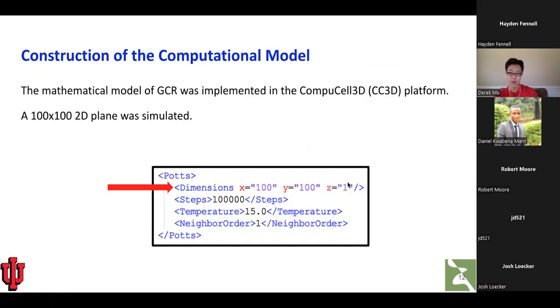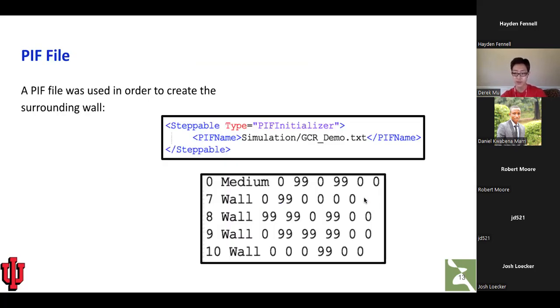The model was implemented in CompuCell3D, and using the simulation wizard, we decided to set up a 100 by 100 2D plane as the boundaries for the germinal center. A PIF file was used to create the surrounding wall, which restricted the B cells to a 100 by 100 area in the plane. The reason why we included this wall was because originally the B cells would get stuck to the edges of the plane when we ran the simulation. And this wall around the 100 by 100 area would help prevent this, because we could increase the B cell to wall energy values. And this would prevent the stickiness.